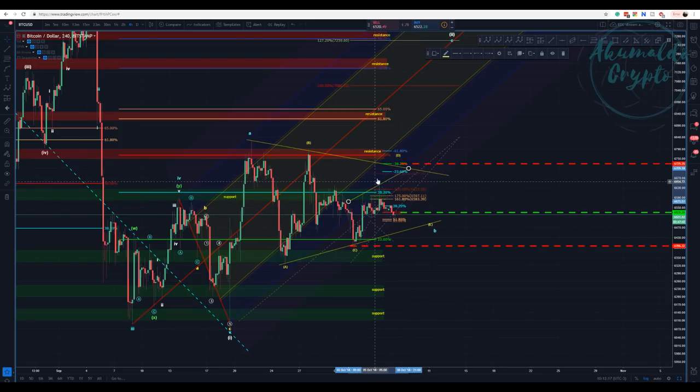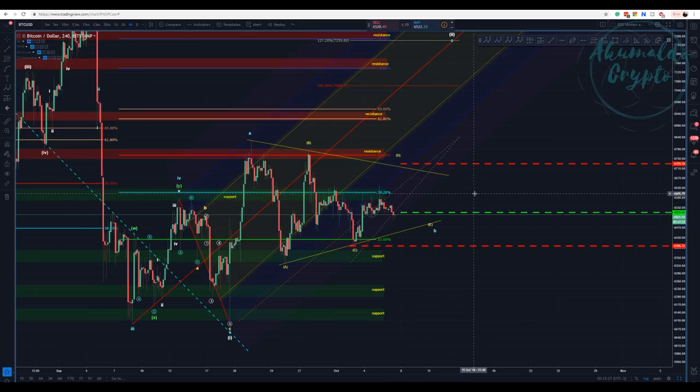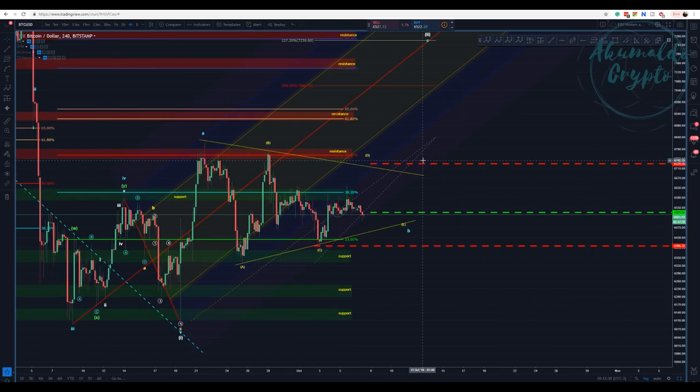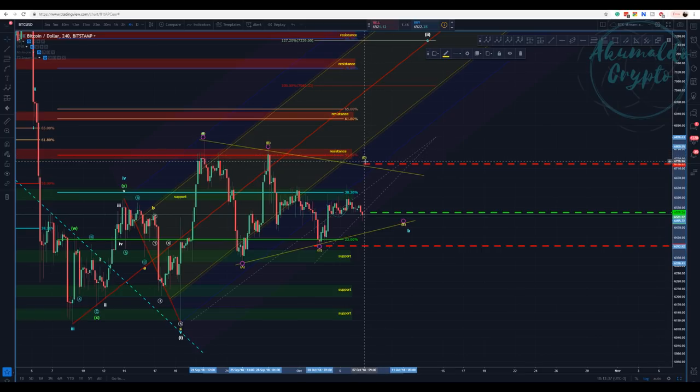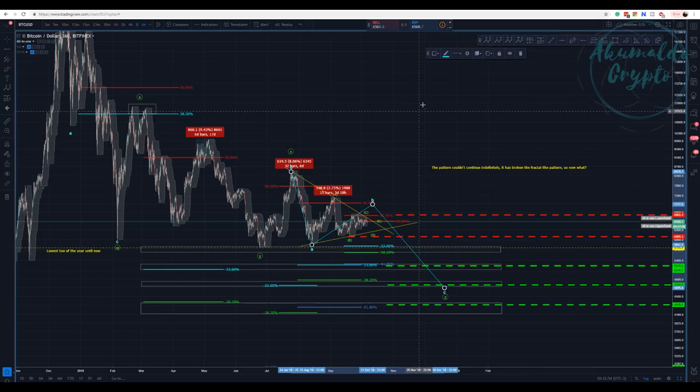We have this resistance here. I draw this line here, but let me take this out. It's going to confuse you guys. Let me take this out. So yes, as I said, we have this range. We need to get to this point at least, 6,700, pardon me. Okay, and this line here, the C, if we go down to this level here again, 6,400, we would definitely invalidate this count here, and then we would need to take a look and consider this one.